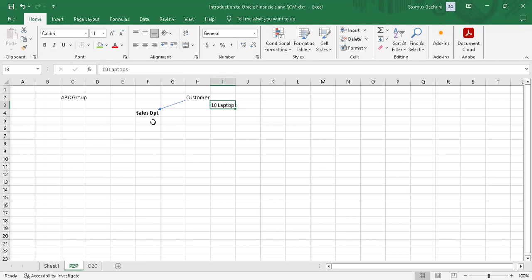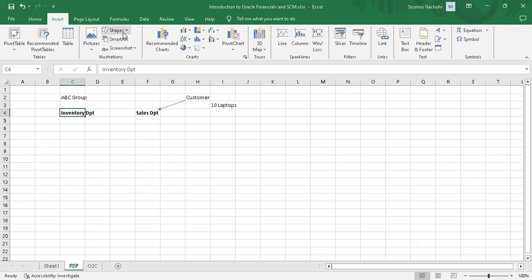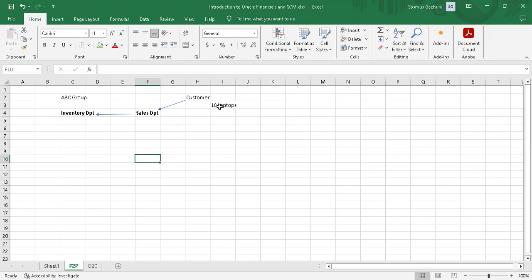So what happens? The sales department, their work is to sell. So they might not tell whether they have this laptop, but they need to check with the inventory department. So the sales department will have to contact the inventory department, whereby they need to confirm whether the 10 laptops are available so that they can sell to this customer.